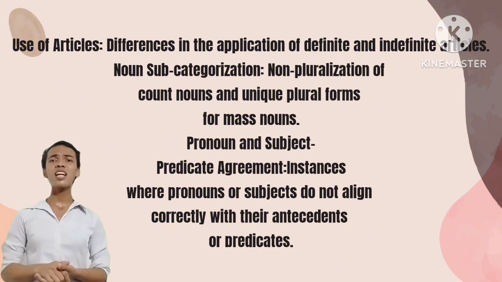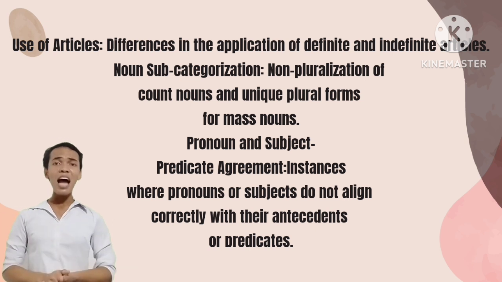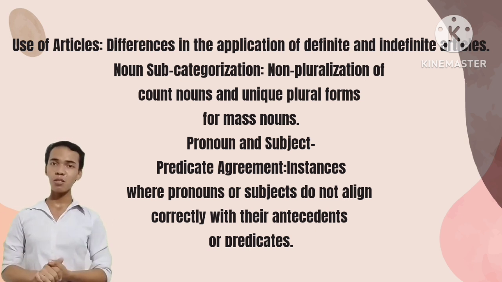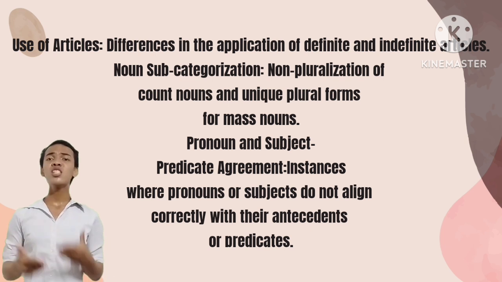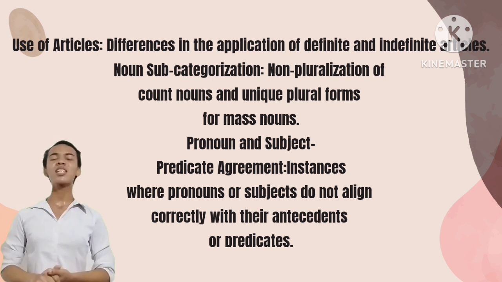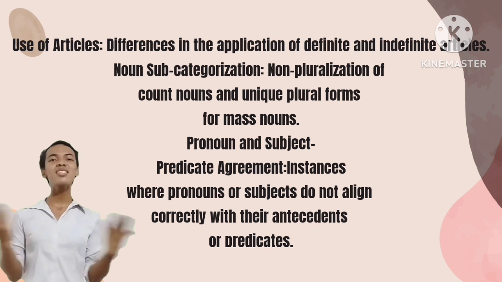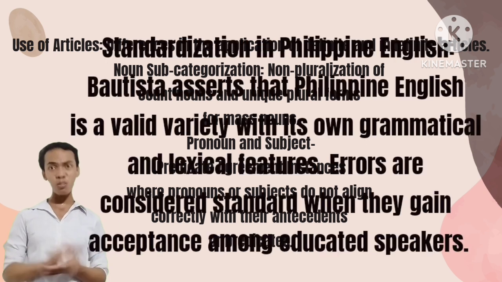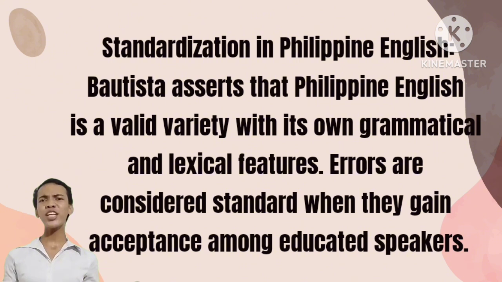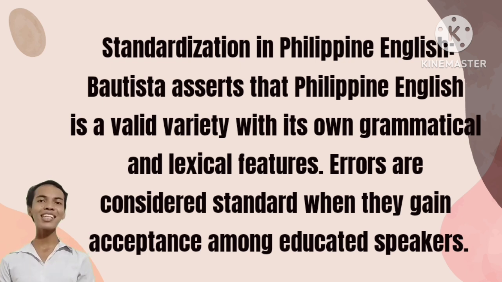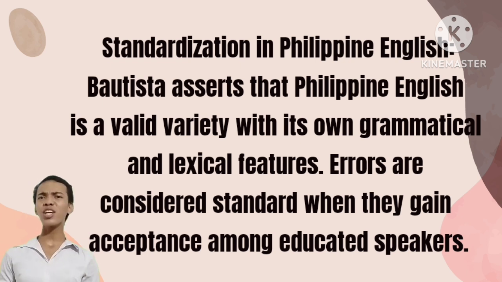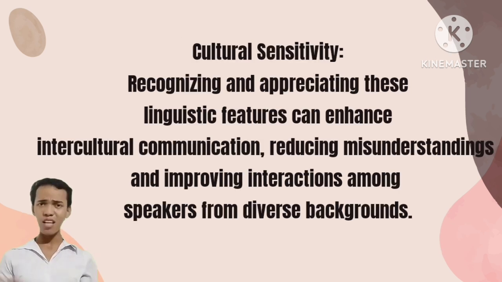For instance, subjective pronouns do not align correctly with their antecedents or predicate. Tense and aspect usage shows distinct uses of verb forms, including a perfect tense where a simple past tense would be expected. Interpretation in Philippine English, according to Bautista: certain Philippine English is a valid variety with its own grammatical and lexical features, and is considered a standard when it gains acceptance among educated speakers.